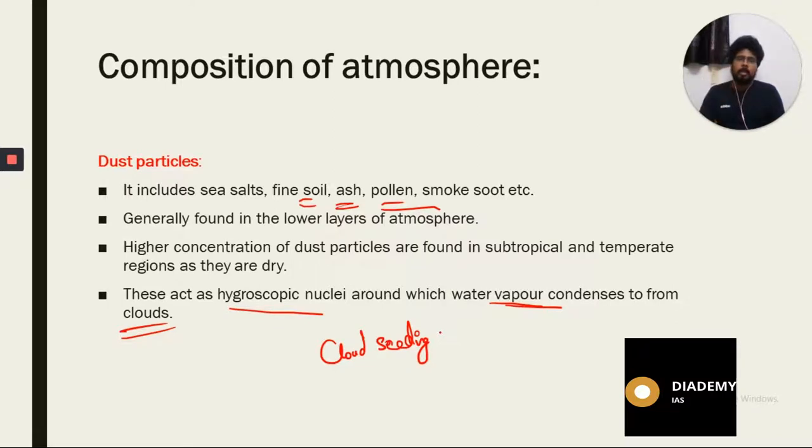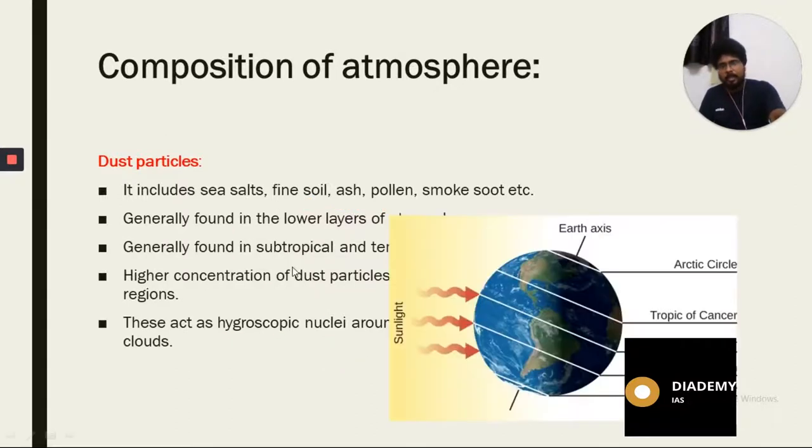Okay. So one more important thing is the higher concentration of dust particles is found in subtropical and temperate regions as they are dry. We have seen previously that when we go from lower layers to higher layers, or when the altitude is increasing, the water vapor reduces.